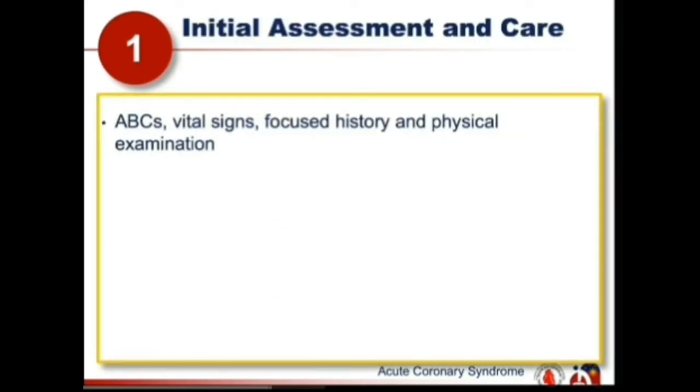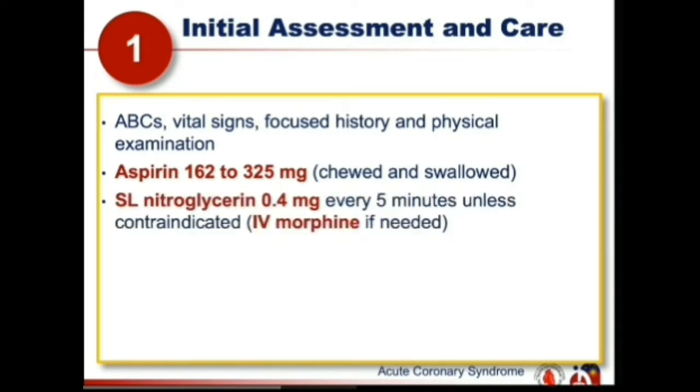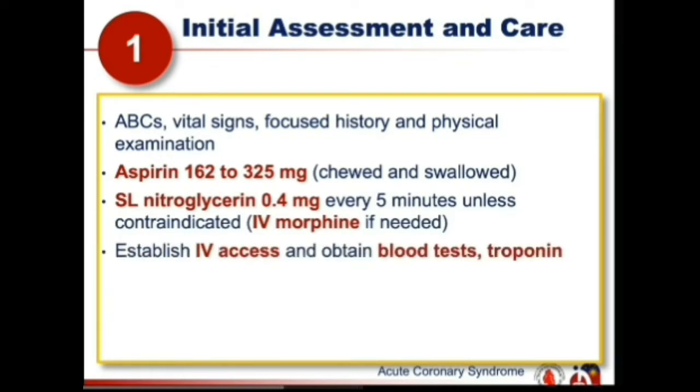If a patient has a high clinical probability for ACS, aspirin should be given. Note that you have to ask the patient to chew the tablets before swallowing. If patient still complains of chest pain, you may give nitrate sublingually every 5 minutes. IV morphine should be considered if patient remains in severe chest pain. IV access should be established. Blood tests should be done.